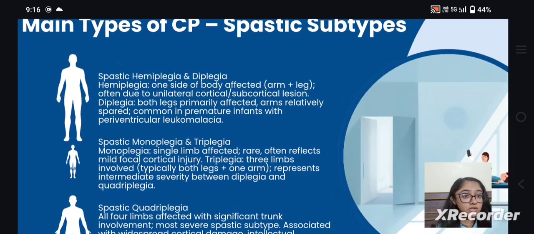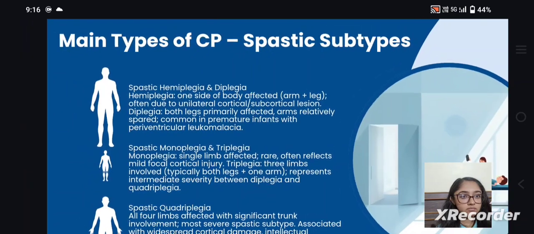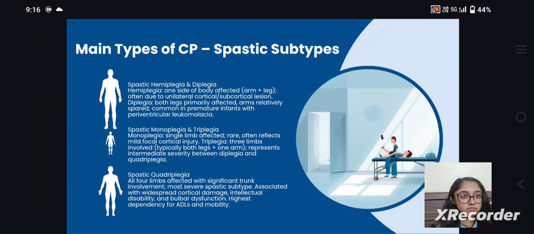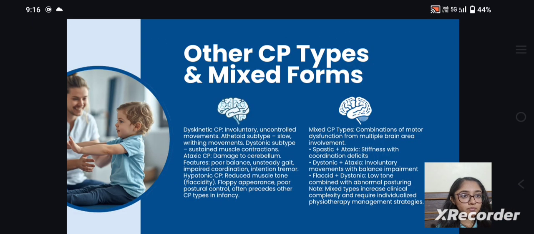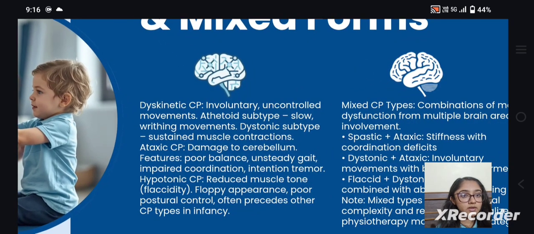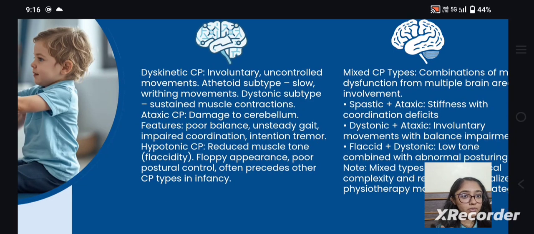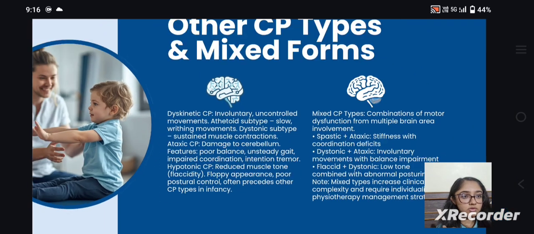Then there's also triplegia and diplegia also. Then other CP mixed forms could be dyskinetic CP, athetoid subtypes will be there, dystonic subtypes will be there, ataxic CP will be there, and hypotonic CP will be there also.